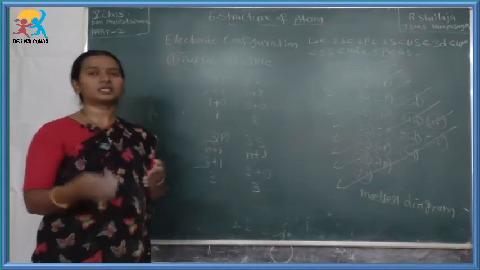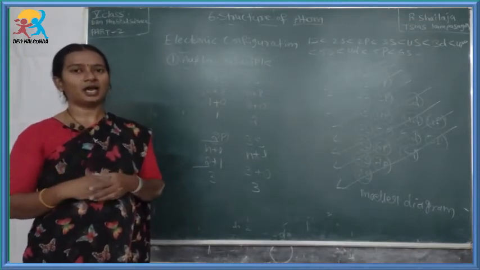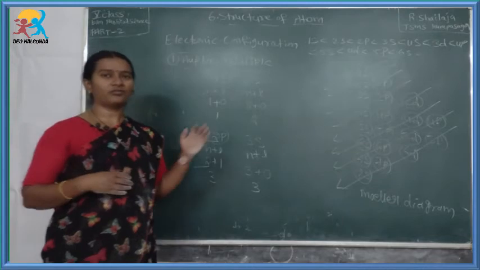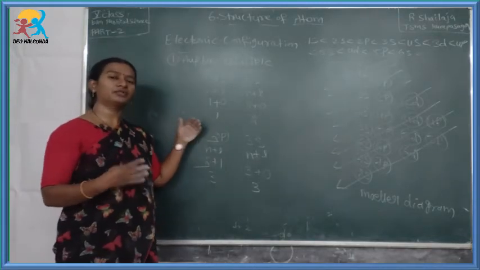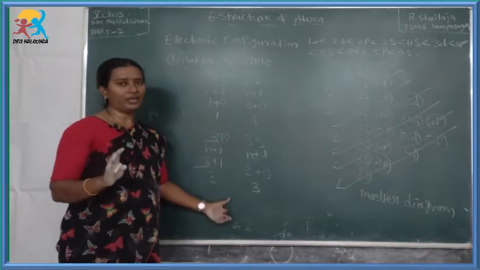So first we have to fill the lower energetic orbital, then electrons enter the next energetic orbital. How can we find out the lower energetic orbital? By using the n plus L value. If the n plus L value is the same, you consider the n value.